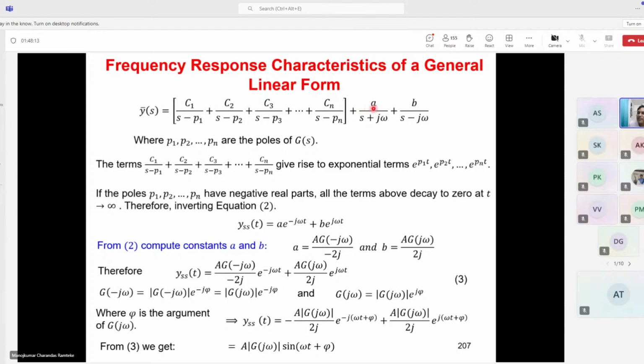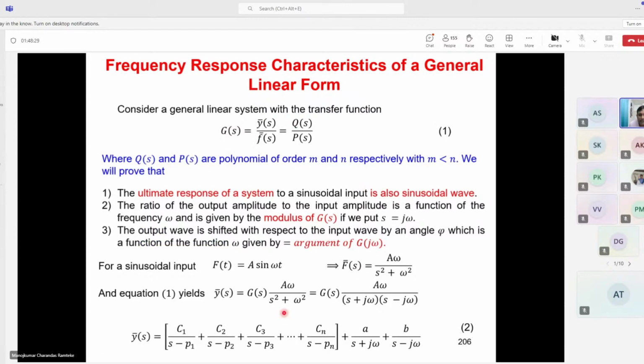Remember here, these A and B are the constants. So I only need to find out the constants A and B. How can I find A? I can multiply this entire equation. So remember, this entire equation is given by what? This is the entire equation, isn't it? I can multiply this entire equation by s plus j omega, isn't it?